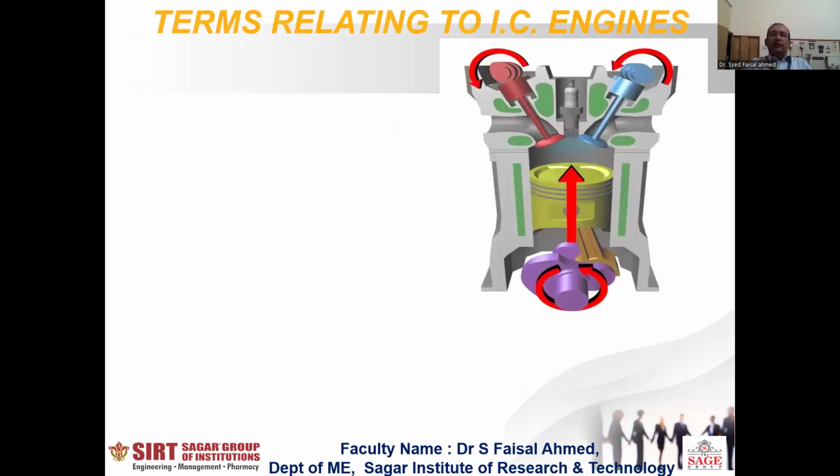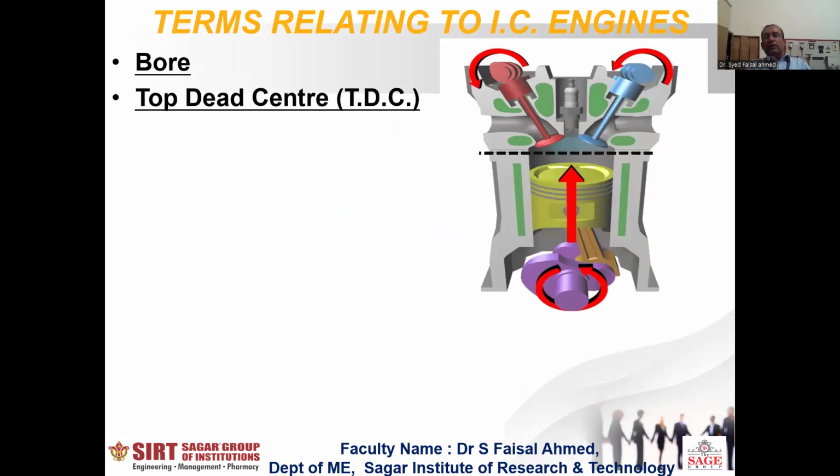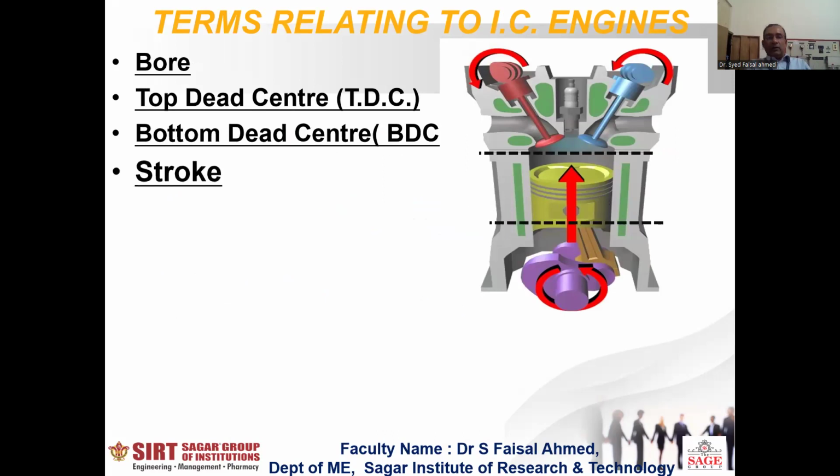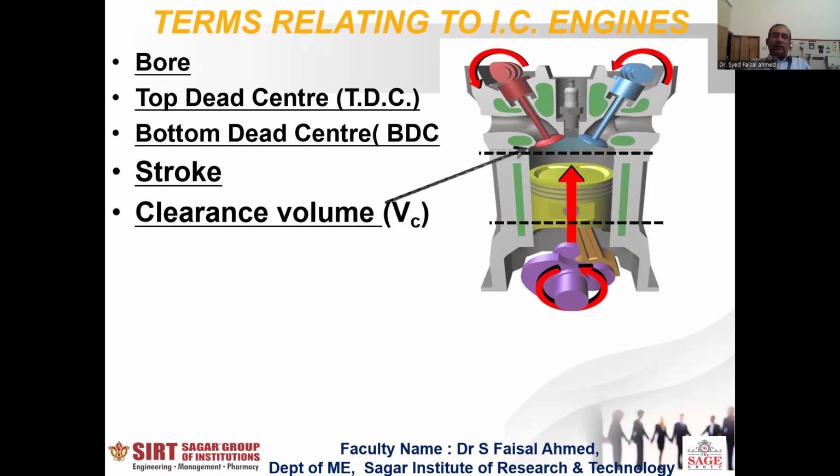Now you can see here the terms related to the engine. Number one is bore. This is called the bore of the engine. Number two is top dead center, where the piston reaches the top. Then bottom dead center, where the piston reaches the bottom. Stroke is the distance between TDC and BDC. Then we have clearance volume, the volume above TDC.